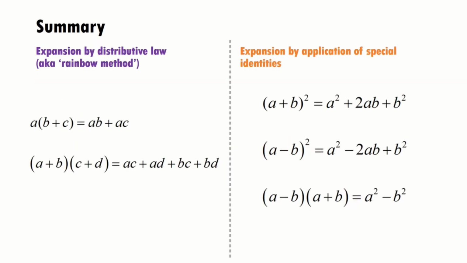On this slide, we see a summary of the different expansion methods. On the left, we have the rainbow method, and on the right, we have the application of the special identities. I will not dwell on how this comes about. If you have forgotten already, you may go back to SLS and refer to the lesson videos. We will now take a look at the questions covered in your homework.